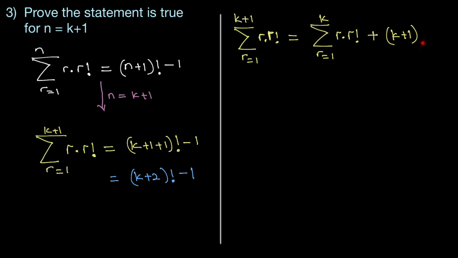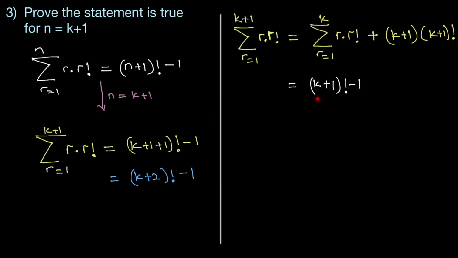(k+1) times (k+1) factorial. This is for the last term. So k all the way to k plus the last term, (k+1)(k+1)!. So we just replace that with k+1, k+1. Now we're going to simplify these, and once simplified, we should get that.